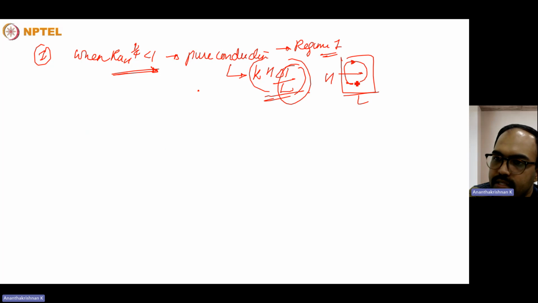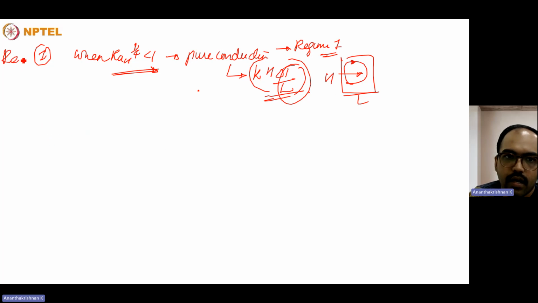This temperature gradient due to the conduction will actually result in a slight circulation, but the heat transfer contribution from this circulation is very negligible. So the conduction happens in this direction, but there will be a gradient in this direction as well. Based on that temperature difference, there will be a small circulation, but that contribution is very negligible. So that is the pure conduction regime, that is regime 1.